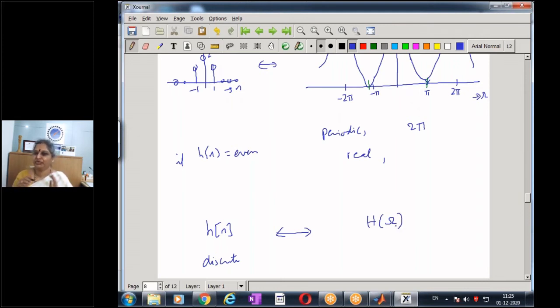And what does it mean? Omega is a continuous variable. So even though I have a discrete time signal, the frequency response is continuous in frequency. That is why we use round brackets for continuously varying functions and square brackets for the argument n being discrete.